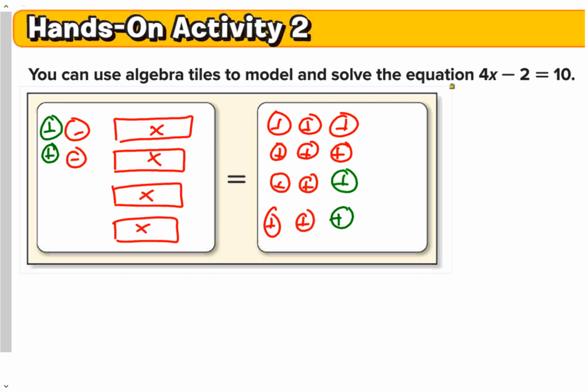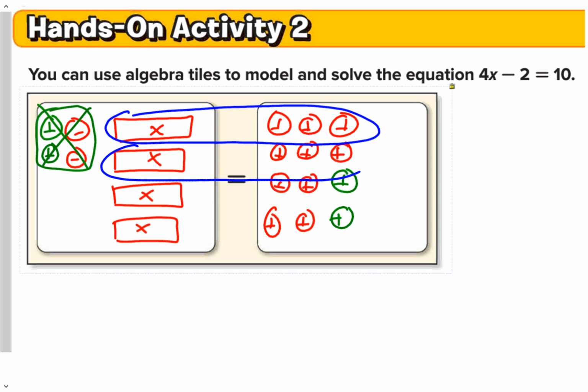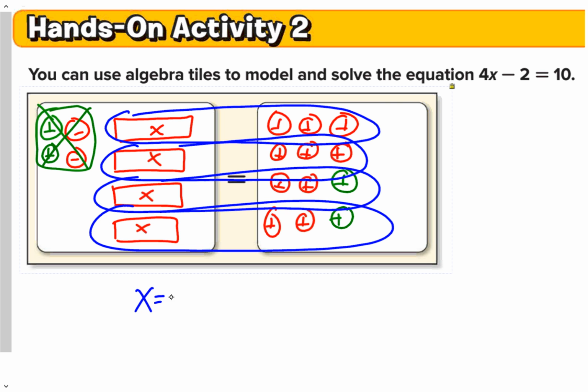And then you'll notice here that these 0 pairs are going to cancel out. So now we have no more integer chips on the left, and we have whatever we have on the right. And now all we have to do is divide evenly the number of chips to the x's. So each one of the x's gets 3 positive chips. So x is going to equal 3.